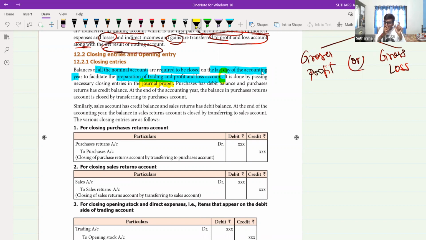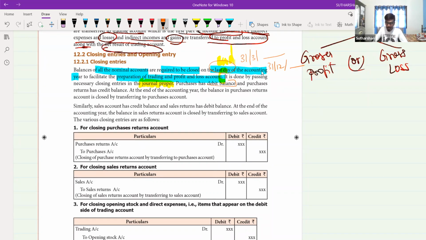So why is the balance of all the nominal accounts required to be closed at the end of the accounting year, on the last day of the accounting year? Normally, what is the last day we are facing? 31/3 of some year or 31/12 of some year. These are the two major dates we are giving. So it is done by passing necessary closing entries in the journal proper.